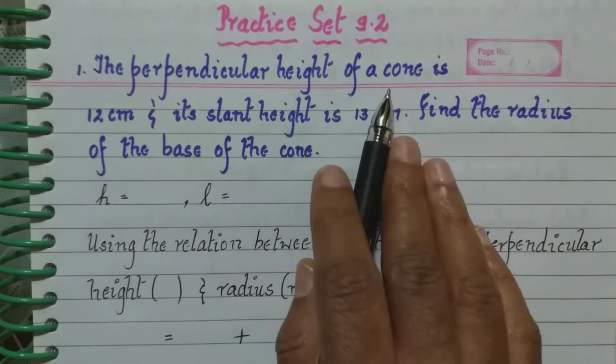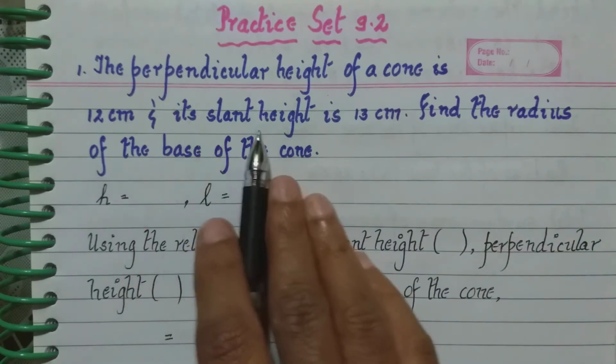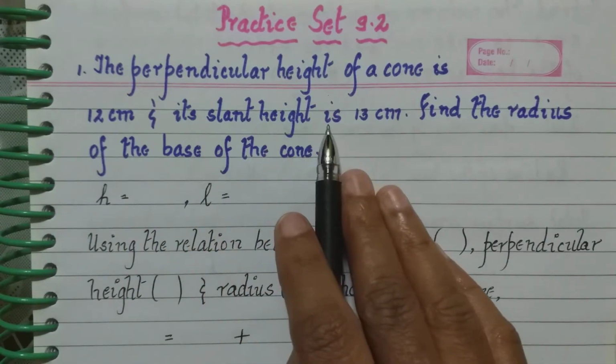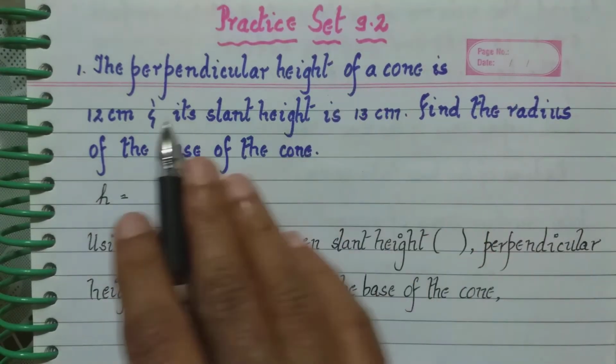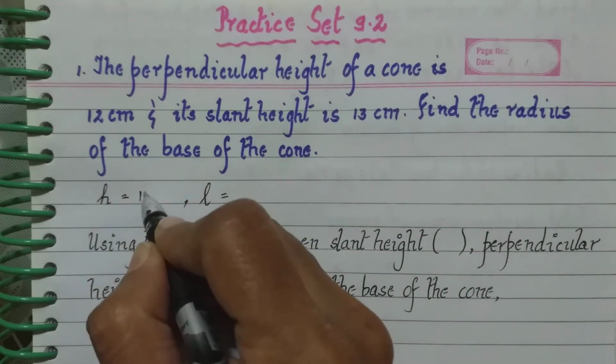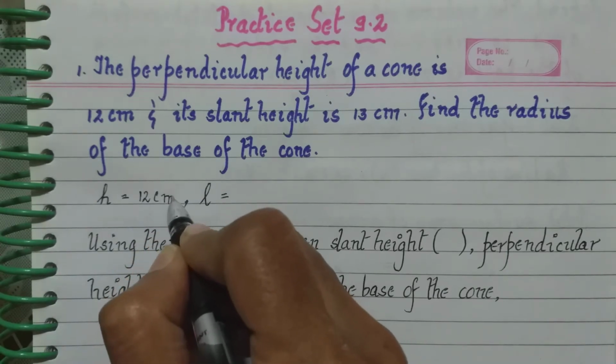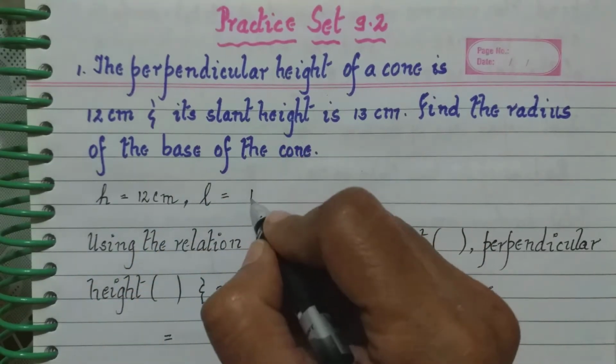Now, perpendicular height, if you remember, we said is h. Slant height, we said is L. We have to find r. So, let us put the values. Perpendicular height h is 12 centimeter. Slant height L is 13 centimeter.